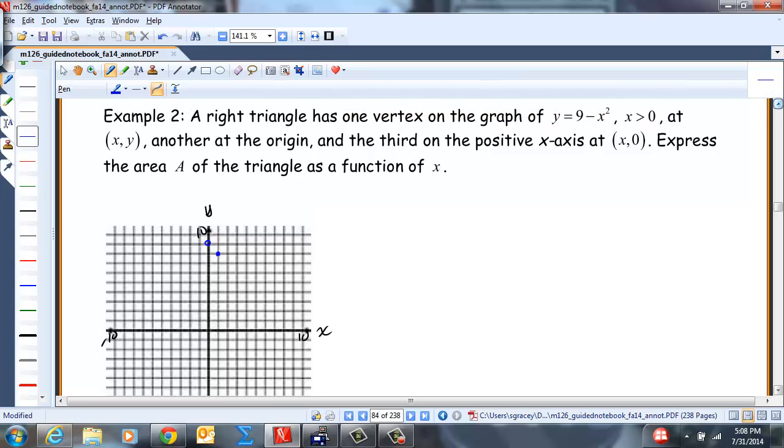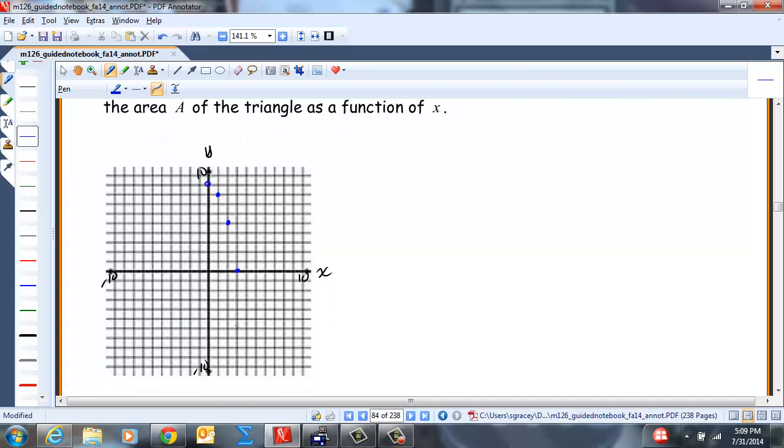And then if x is 1, I think we'll have an ordered pair at 8. I'm working with 9 minus x squared. And then if x is 2, we'll have a y value of 5. If x is 3, we'll be down at 0. If x is 4, we'd be at negative 7. And then we'll keep going from there. So that's our graph of y.